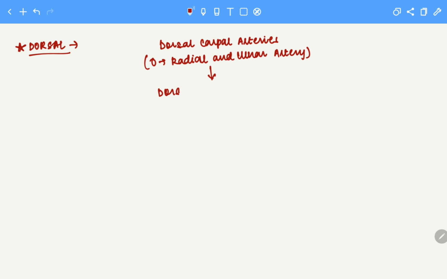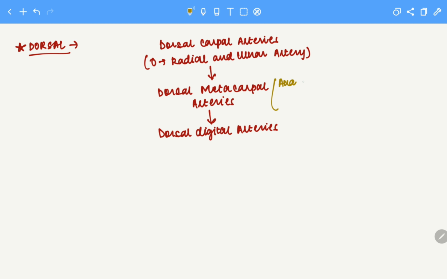The dorsal carpal artery will give rise to the dorsal metacarpal artery, and the dorsal metacarpal artery will further give rise to the dorsal digital arteries. The dorsal metacarpal arteries anastomose with the superficial palmar arch, thereby making a connection between the dorsal arteries and the palmar arteries of the hand.